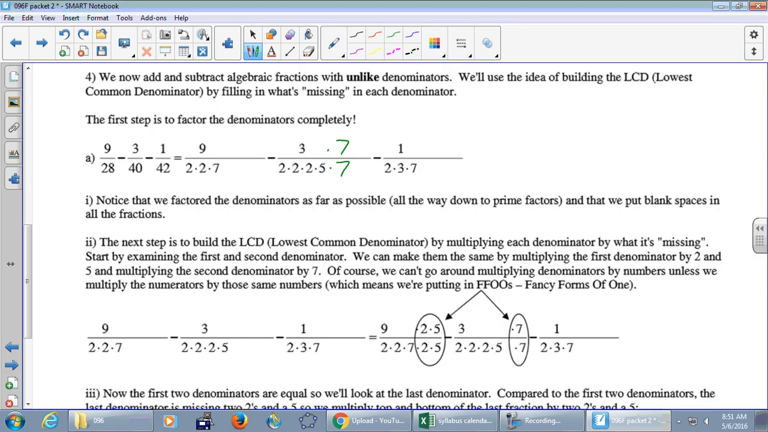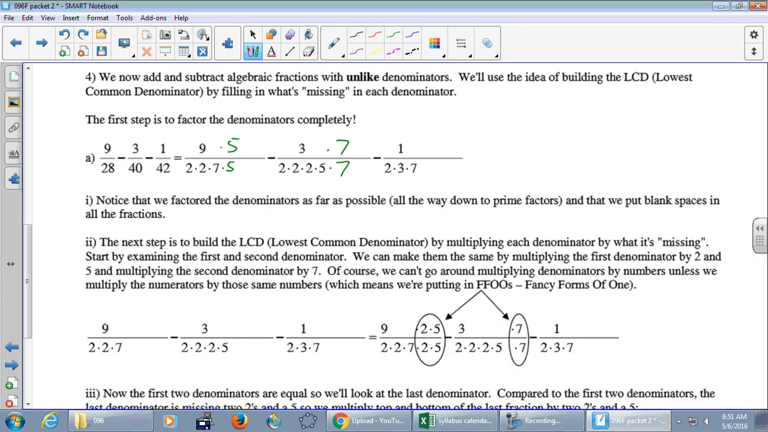Super. What is the first denominator missing that the second one has? It's a 5. And you better right away multiply the top by 5 as well. Are the first and second denominators exactly the same right now? Don't worry about the order, but are they equal? They're not.